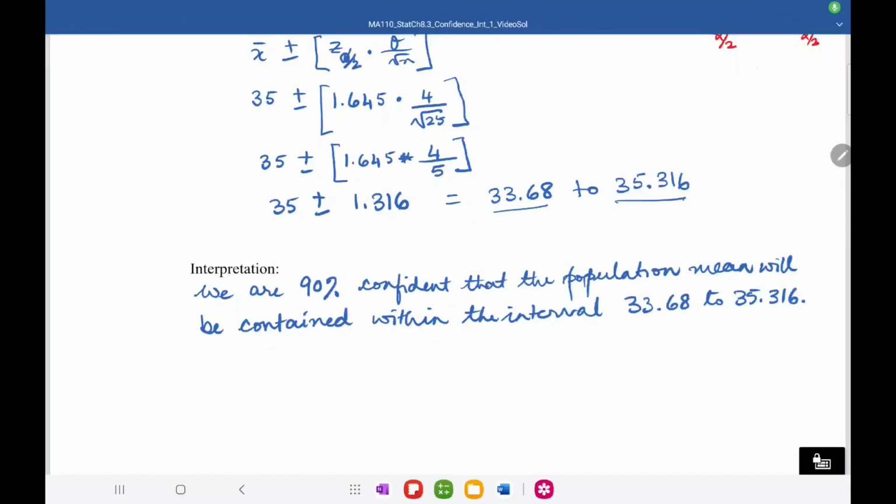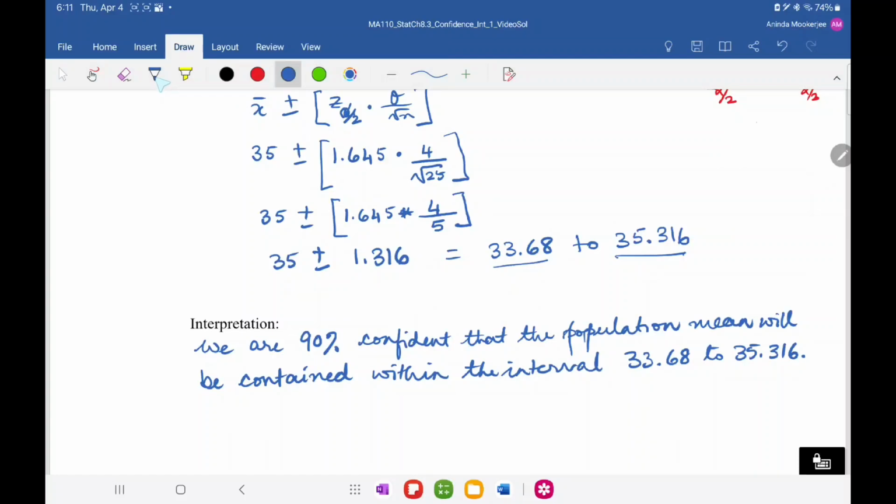Now, before moving on to the next problem, I just want to make a correction to a calculation error I have here. 35 plus 1.316 should be 36.316. So I apologize for that. It should be 36.316, right? 35 plus 1 is 36, and same thing here. We need to correct that. It's 36.316. So the interval extends from 33.68 on the lower end to 36.316.